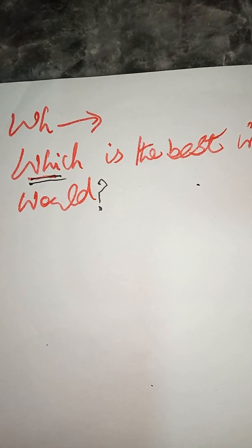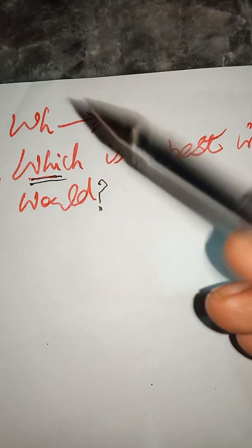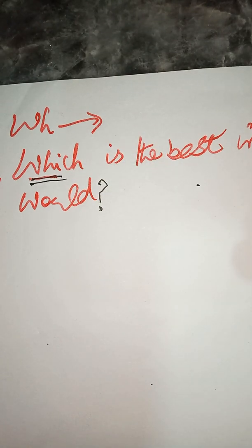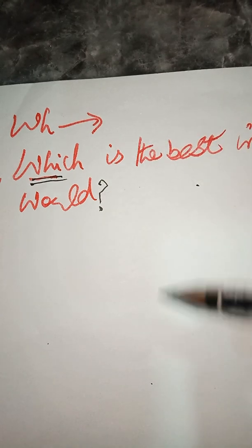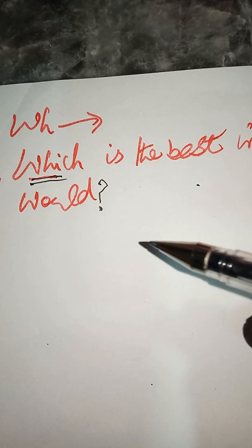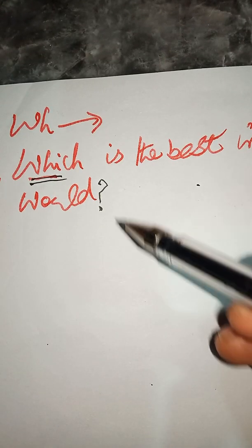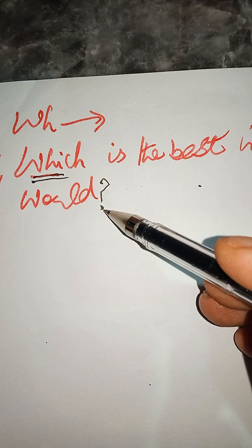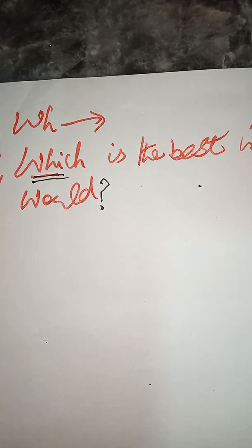So what you have learned is that an interrogative pronoun is a word that asks a question. Again, another way to learn it is that it asks a question. Which, who asks a question. So when a pronoun asks a question, there must be a question mark at the end. So an interrogative pronoun always has a question mark at the end, and it belongs to the WH family. Clear? So which is the best book in the world?